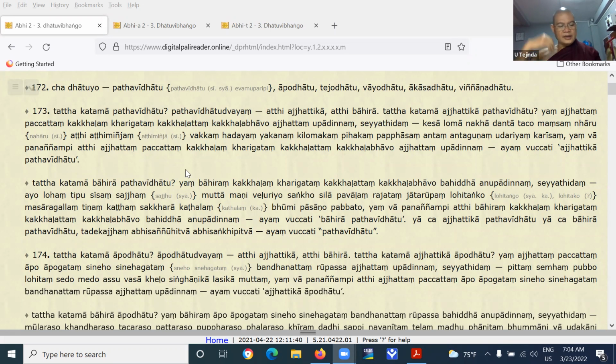Ajjhattika, bahira. So pathavi dhatu is of two kinds, internal and external. Tattha katama ajjhattika pathavi dhatu? The Pali words are not difficult for you to translate into English. Among the two kinds of pathavi dhatu, internal and external, what is internal? The earth element, yan ajjhattam paccattam. So we have the translation here.